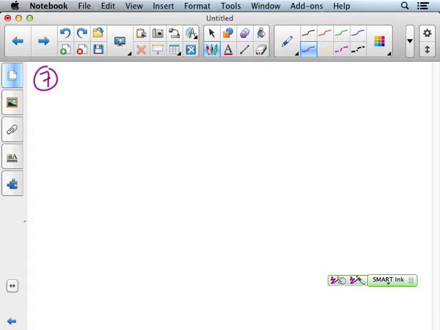Number 7 says solve for x. So here we have a right triangle with its altitude drawn. This is 15, this side's 9, and this side's x. Now you can do it in two ways. I'm going to just solve using my geometric mean.